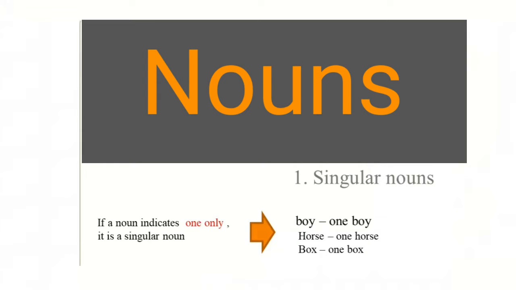Our lesson for today is about nouns. We'll start first with singular nouns. If a noun indicates one only, it is a singular noun. يعني لما الاسم بيكون بالمفرد, it is called a singular noun. بنسميه singular noun. For example, boy, one boy. لما بقول أنا boy, أنا بقصد فيها one boy. Horse, one horse. Box, one box.